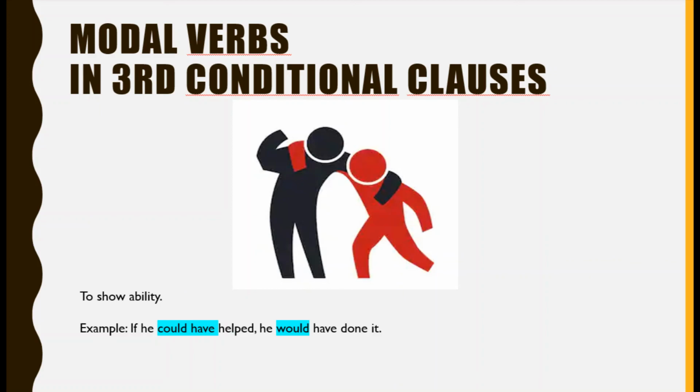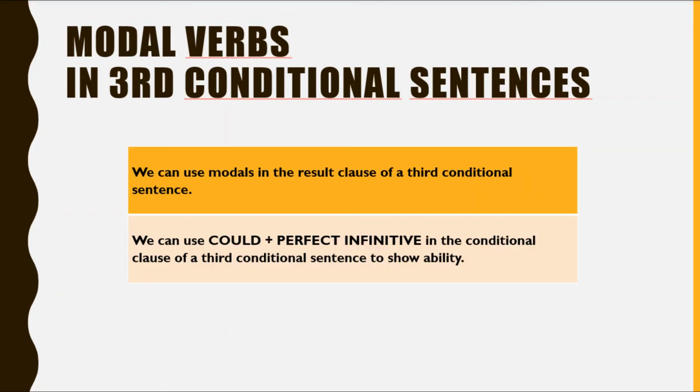So it is very important to know that we can use modals in the result clause of a third conditional sentence, and that we can use could plus the perfect infinitive in the conditional clause of a third conditional sentence to show ability, just like in the last example.